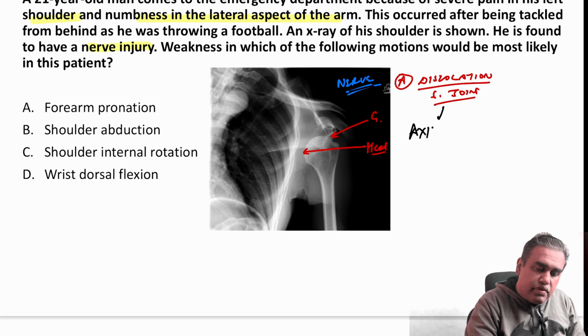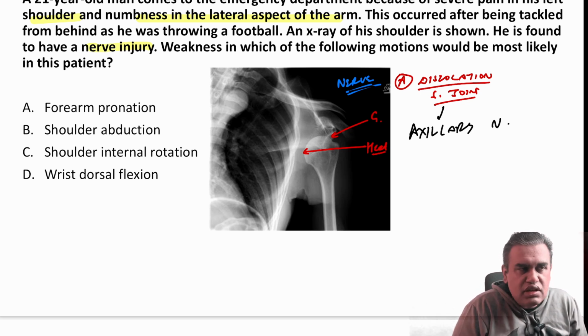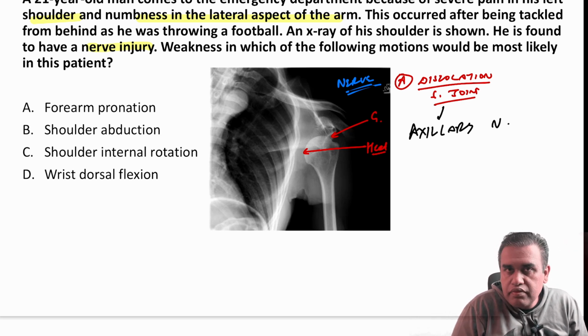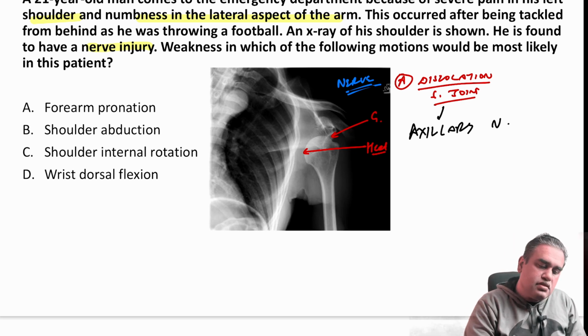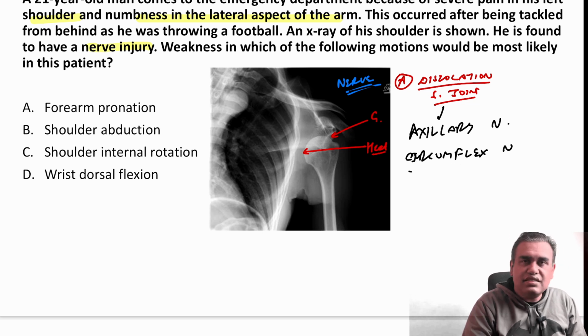Same as axillary nerve. A few years back, a question came in INICET, I recall. In that the answer was axillary nerve, but axillary nerve was not in the option. Instead of axillary nerve, the examiners gave the option as the circumflex nerve. तो याद रखो इसका एक और नाम है circumflex nerve, which is not wrong. क्यों? क्योंकि it is circumflexing around the surgical neck.